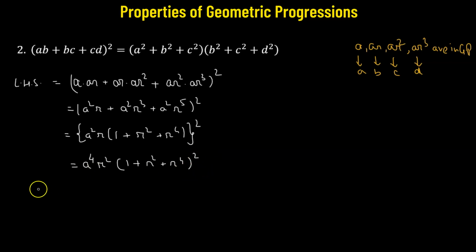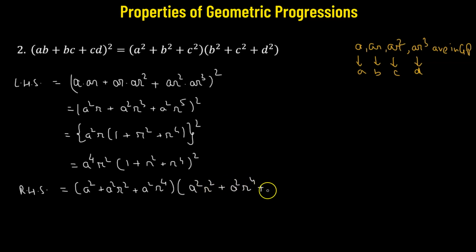Fine. So let's keep this aside and we'll again start from the right hand side. So on the right hand side we have (a squared plus b squared plus c squared) multiplied by (b squared plus c squared plus d squared). So we have a squared, b squared will become a squared r squared, c squared will become a squared r raised to the power of 4. This will be multiplied by b squared, which is a squared r squared, plus c squared, which is (ar squared) whole squared, so that will be a squared r raised to the power of 4, plus d squared, a squared r raised to the power of 6.